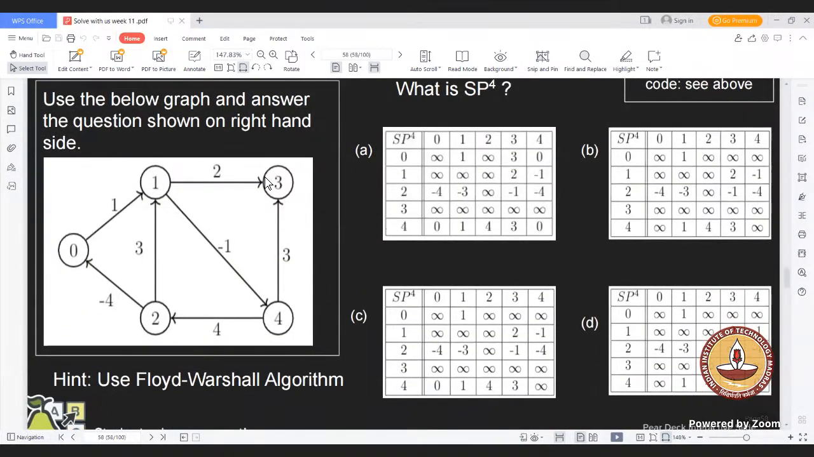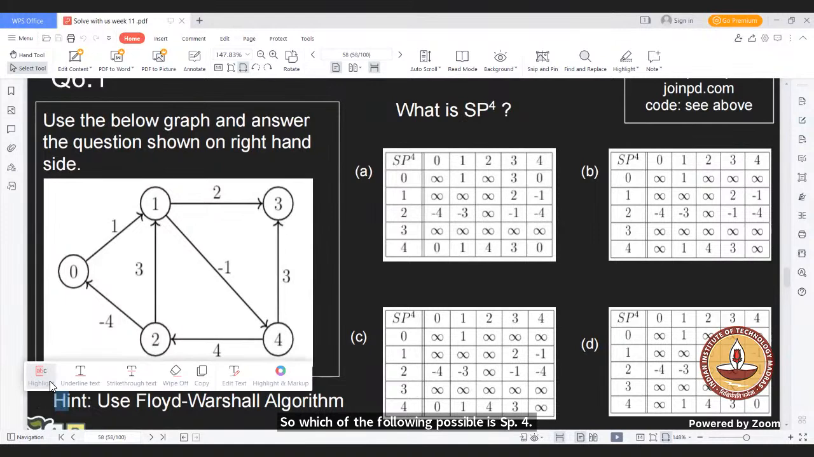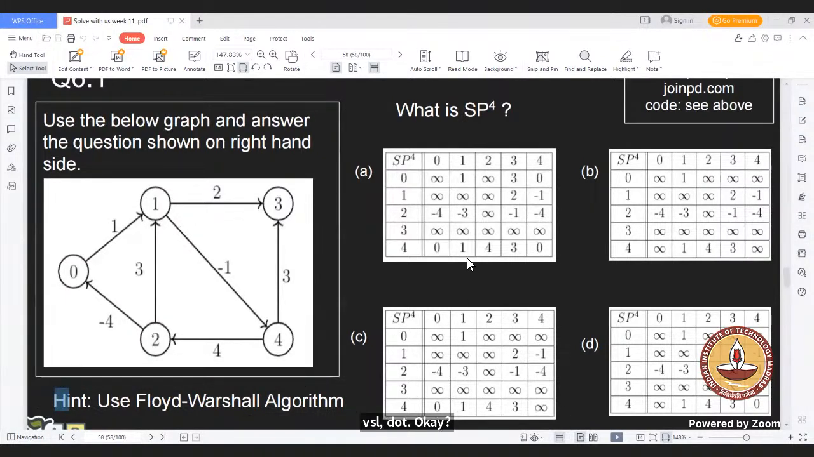So which of the following is possible SP4? Use the Floyd-Warshall algorithm. As I said again, we can use 0, 1, 2, and 3 as the intermediate vertices. 4 can be one of the intermediate vertices, and then calculate SP4.